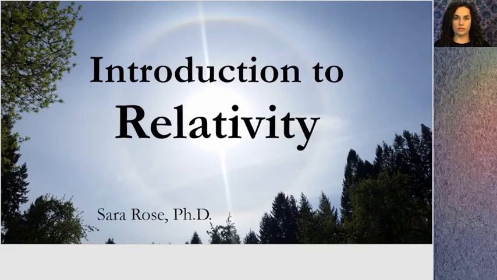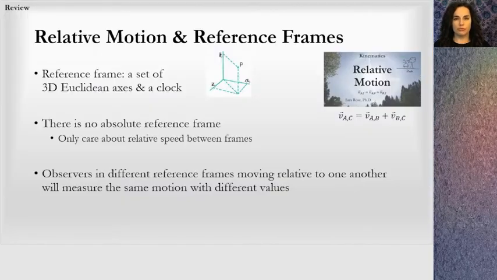This is a lesson covering the principles in the Introduction to Relativity. I'd covered relative motion before in kinematics, the basics of kinematics, and what we learned there is that there are reference frames. Each reference frame is a set of 3D Euclidean axes and a clock. And I say Euclidean, that means just flat, normal space, the way we think about space.